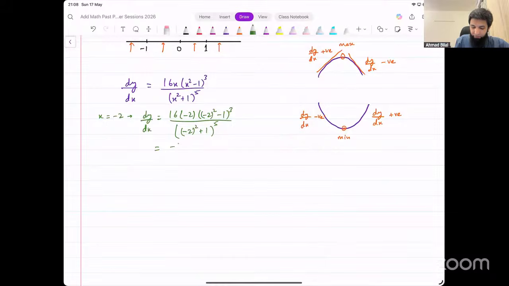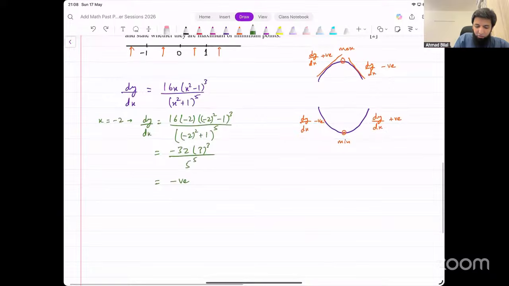So in the numerator, you have -32 outside. Inside the brackets, you have 3 cube, because 4 minus 1 becomes 3 cube. In the denominator, you have 4 plus 1, which is 5, raised to power 5. Now don't evaluate this number, just say it's negative. So we figured out that towards the left side of -1, the derivative is negative. Let me write that on the side here: dy over dx, on the left side, is turning out to be negative. That's all that we needed to figure out.